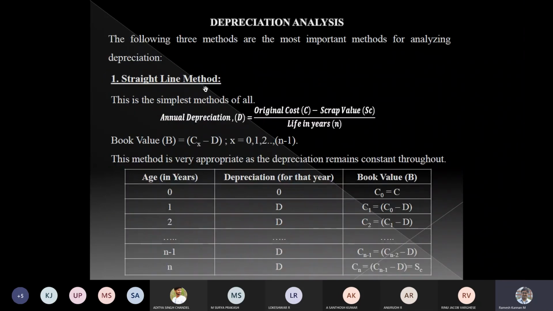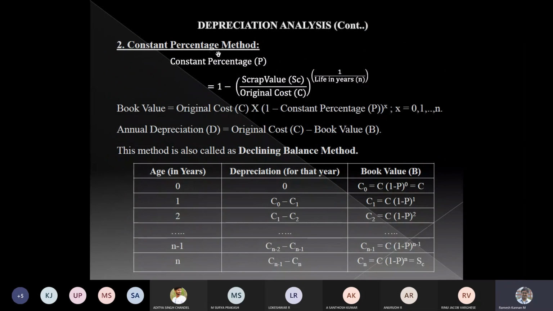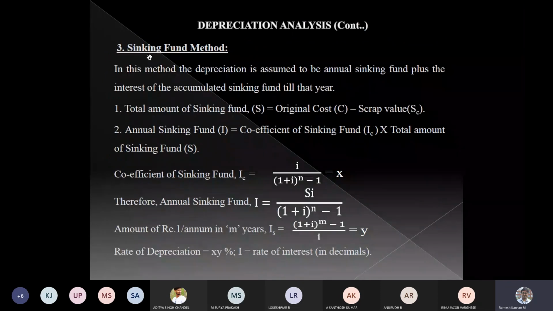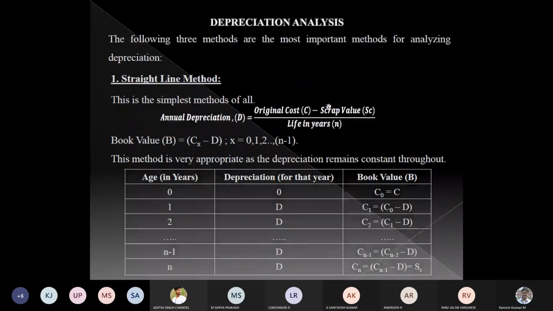The first is the straight line method, and next is called the constant percentage method, and third is the sinking fund method. So we'll be discussing this with an example problem also. So it will be easy for you to understand, right? The first is straight line method.